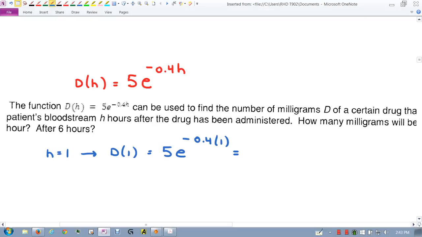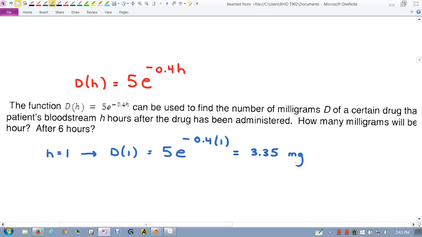The final is 3.35 milligrams. Milligrams, mg? Okay. Got it? Everybody getting 3.35 on there?